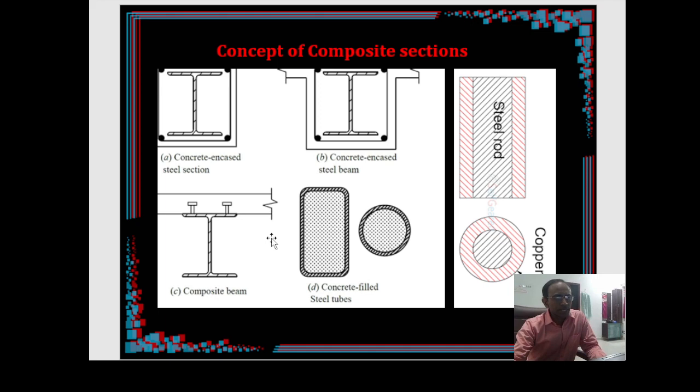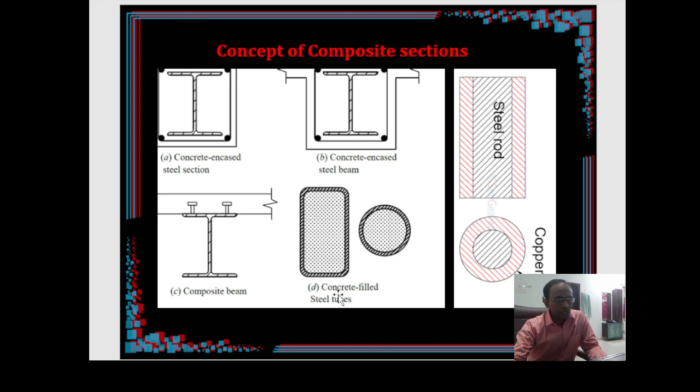So let us look at some examples of composite sections. Here we can see concrete encased in a steel section. Many RCC members will be a combination of steel and concrete. Either concrete is encased in a steel beam, or in steel reinforcement the concrete is poured, and you will get a composite section there.